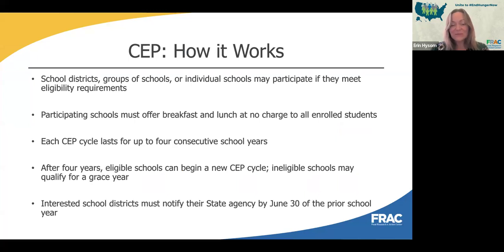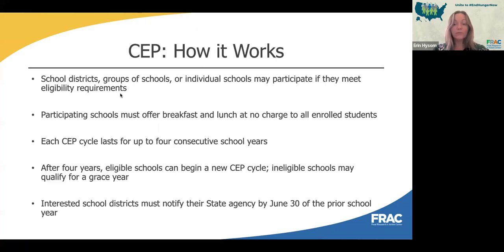All right, so let's get into it. How does community eligibility actually work? Community eligibility is part of the National School Lunch Program, and schools can participate either as an individual school, as a group or a cluster of schools within the school district, or across the entire district, district-wide, if they meet eligibility requirements, which we'll get into.